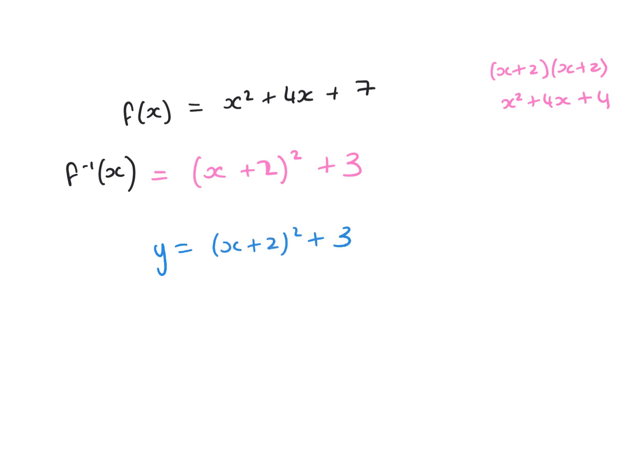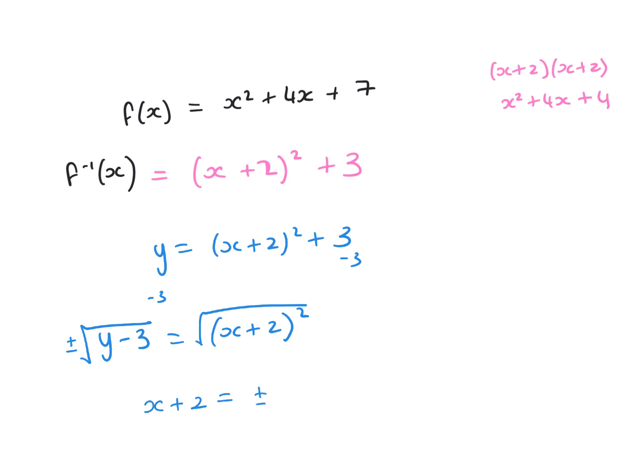And then we start again rearranging. So we're going to take away 3 from both sides. y minus 3 equals x plus 2 all squared. We're going to square root both sides. So if I square root square, that's going to cancel. And I'm going to square root y minus 3. Now remember, the square root's going to give me a plus or minus. Once I've done that, I'm just going to rewrite this slightly different. I'm going to get x plus 2 equals plus or minus the square root of y minus 3, because remember that's going to cancel that.